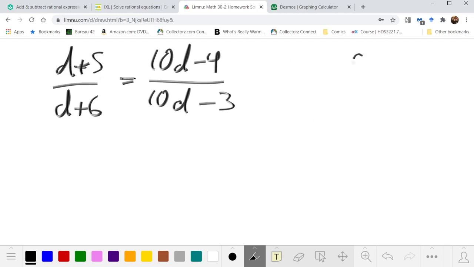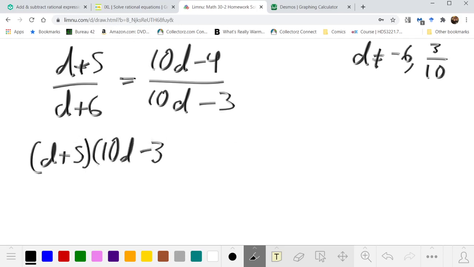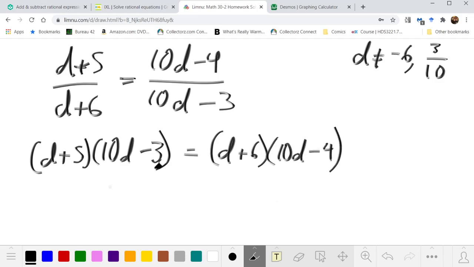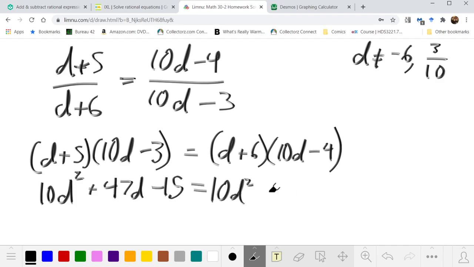So our non-permissible values: D is not allowed to be negative 6 or 3 over 10. Cross multiply: (D plus 5)(10D minus 3) on one side, and on our other side, (D plus 6)(10D minus 4). That gives us 10D squared plus 50D minus 3D is 47D minus 15. The right is another 10D squared plus 60D minus 4D is plus 56D minus 24.